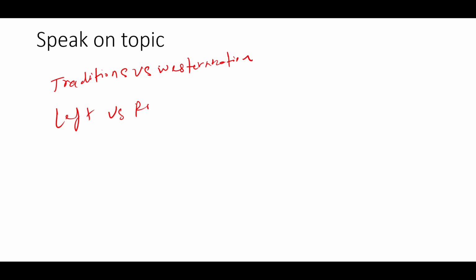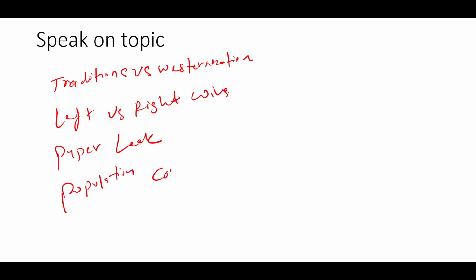Next is speak on a topic. Many students find this section a little bit difficult. Why? Because a topic is given. Suppose the topic is traditions versus westernization, or left wing versus right wing, or paper leak problem in India, or population control. Suppose these are some topics.